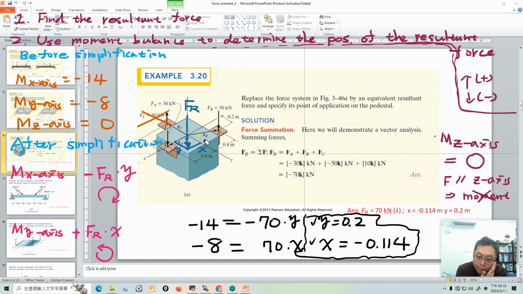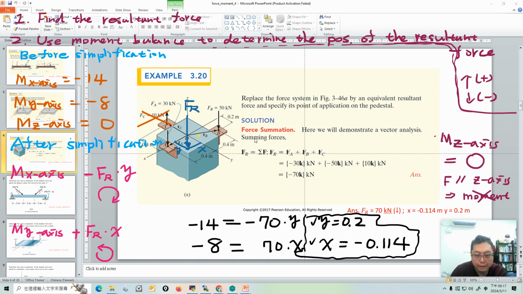In the calculation, we just assume it's in the first quadrant, and after your calculation, the answer will tell you which quadrant the force is in. During the calculation we assume the first quadrant, and in the final result x is negative, y is positive. Assuming everything is positive makes your life easier. The answer will tell you which quadrant it is in.